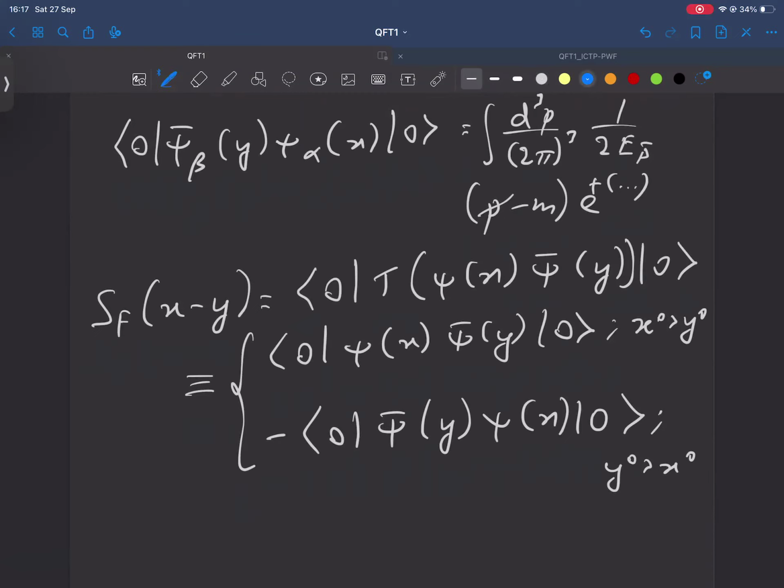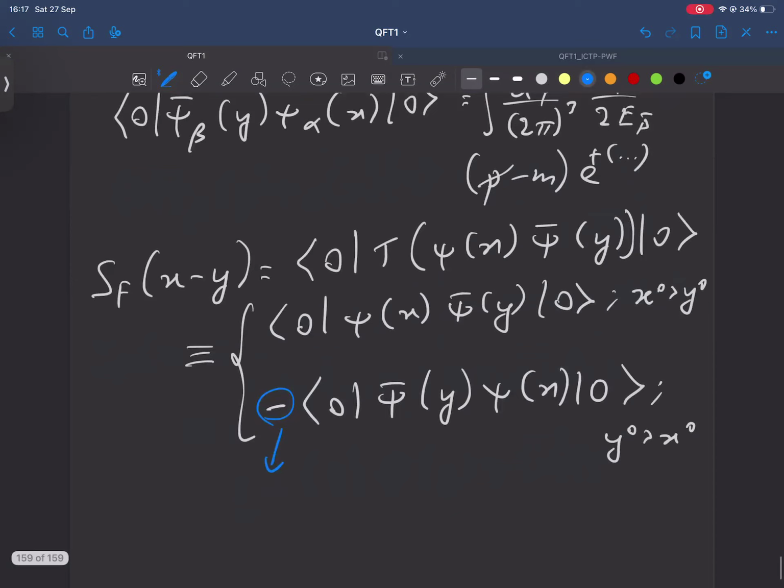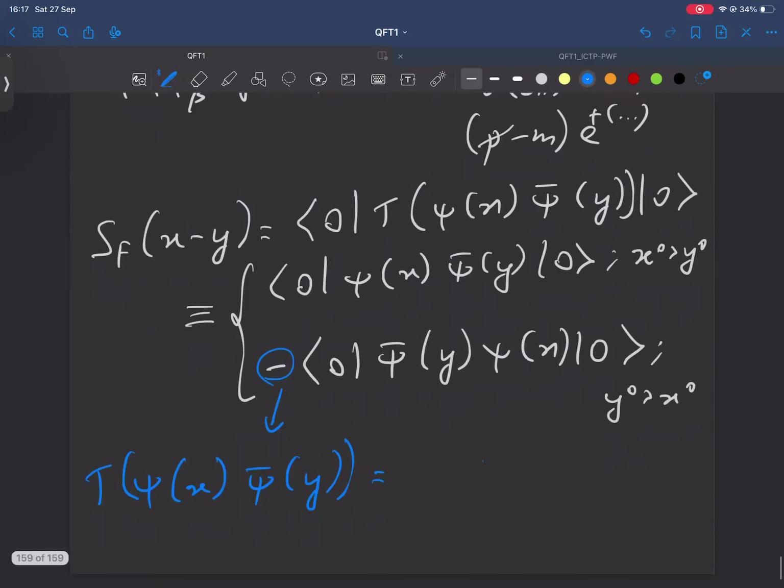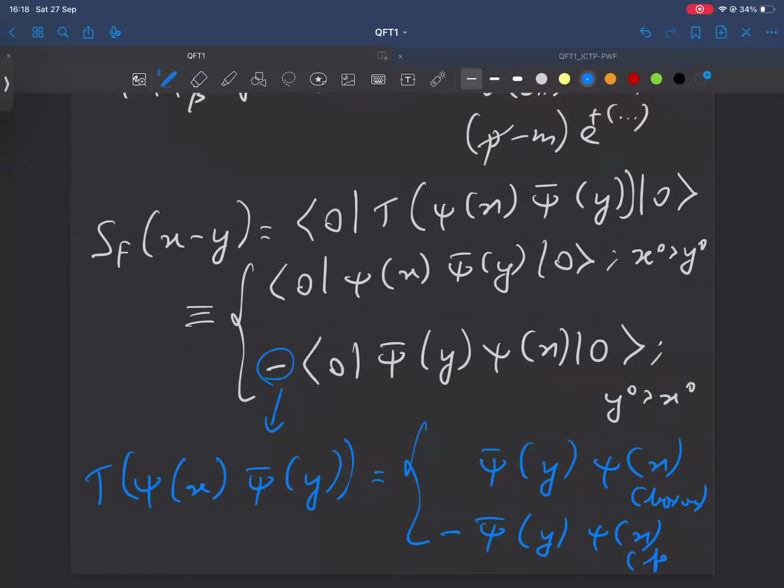And now note that this minus sign comes because when you take psi x and psi bar y and you want to time order them, you have to flip psi bar y to the left of psi x, right? In the bosonic case, it was just this much. So that was for the boson. But now you will pick up a minus sign when you take psi bar to the left of psi. And hence this minus sign appears. Okay. Because time ordering just says that exchange the fields. But we know that here they are anti-commuting. So if you exchange, you pick up a minus sign.